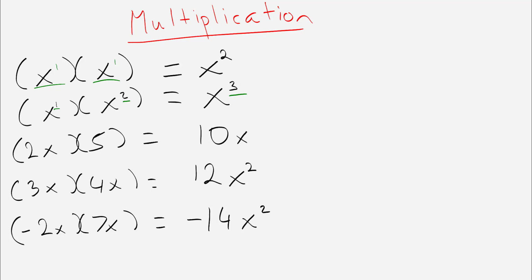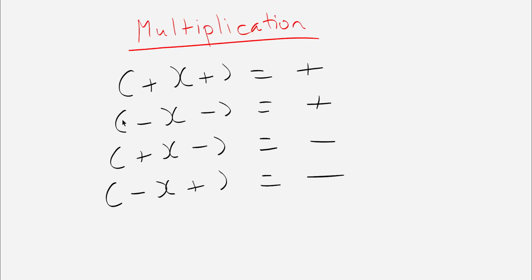When we're dealing with multiplication in algebra, it's very important we're aware of how the signs work. So, for example, if you've got a plus multiplied by a plus, the answer will be a plus. If you have a minus multiplied by a minus, the answer will also be a plus. If you have a plus multiplied by a minus, the result will be a minus. And if you have a minus multiplied by a plus, the result will be a minus.